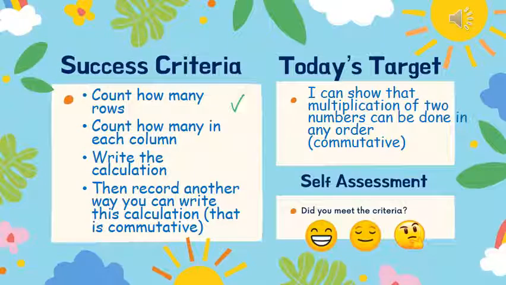Today's target is: I can show that multiplication of two numbers can be done in any order. This is called commutative. To be successful in this lesson, you need to count how many rows, and then count how many in each column. Write down the calculation and then record another way that you could write that calculation, and that is what commutative is. So let's begin this lesson.